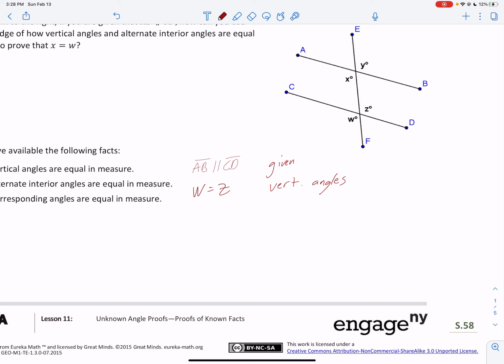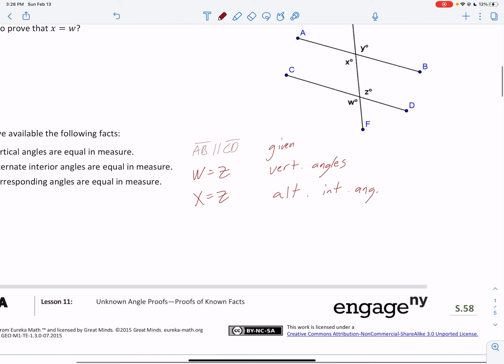So the other thing that they say is that I can use alternate interior angles. Well, these are alternate interior angles, so I have a statement that says X equals Z because they're alternate interior angles. And I'd want to write out all the words. A lot of the LEAP ends up being like fill in the blank proofs, so it's really important that you understand your properties and that you can analyze what they've written and know where they're going with it so you can fill it in.